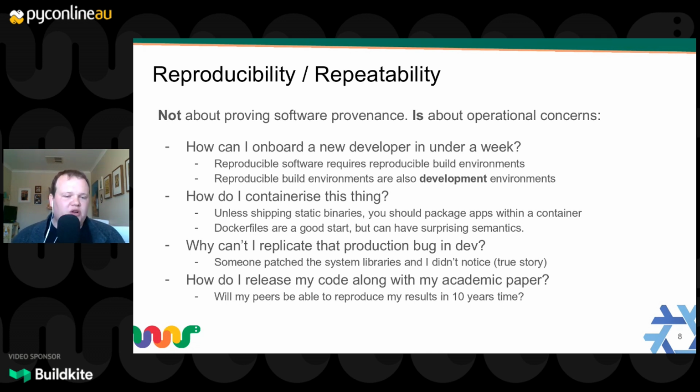environment? Someone, probably me, patched the system libraries at some point, and I didn't notice or forgot. This is a true story. I have spent a week debugging an issue like that before. And it's very easy, even with virtual environments where you've specified it to contain system packages as well, to have an issue like this. I also want to know, how do I release my code along with my academic paper? Or maybe not an academic paper, but just a report to a different department. How can I give them something and say, oh yes, this will run for you just as well as it works for me? And will my peers be able to reproduce my results in 10 years' time?